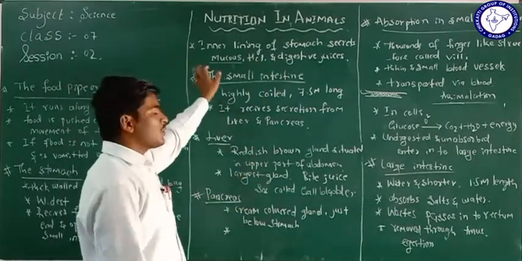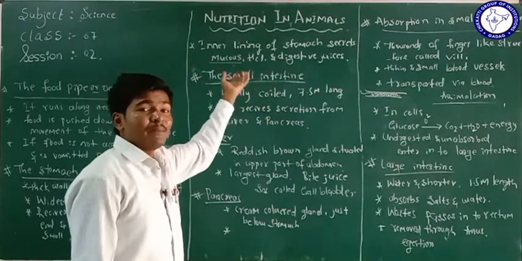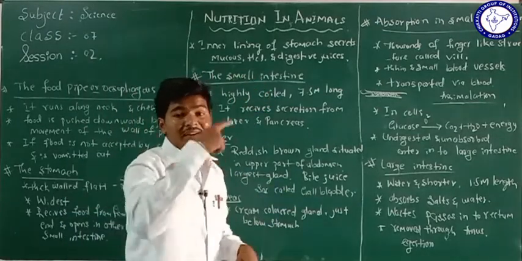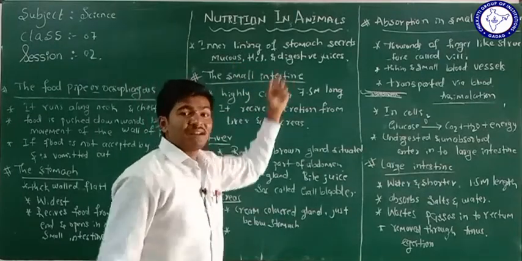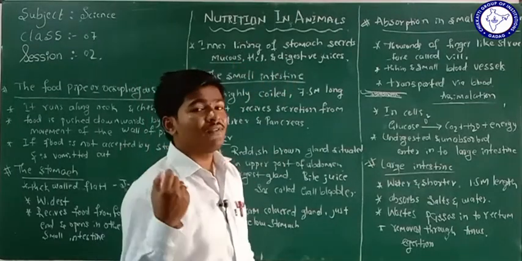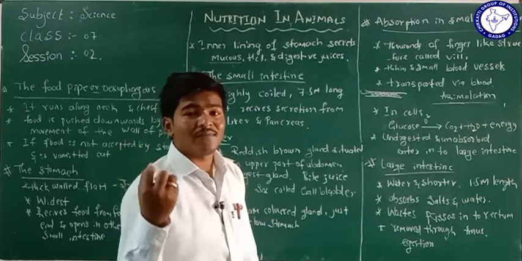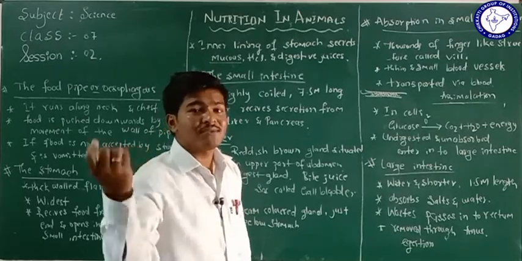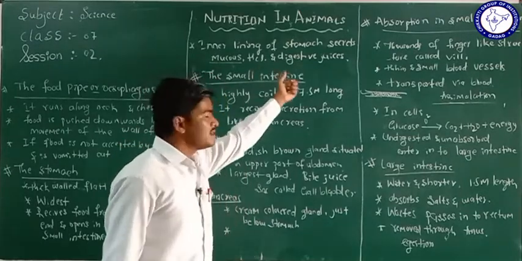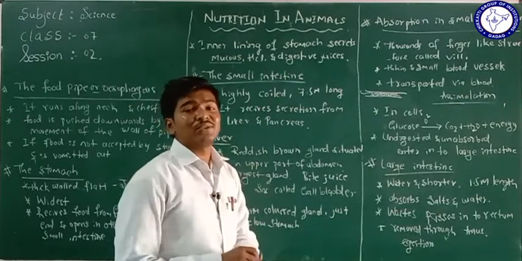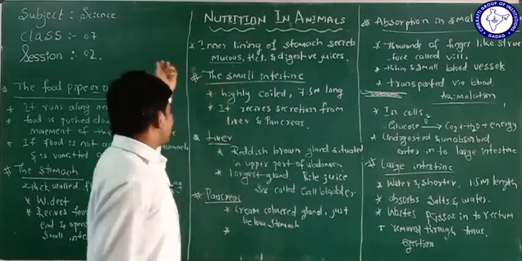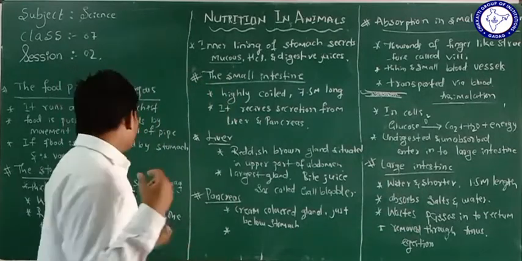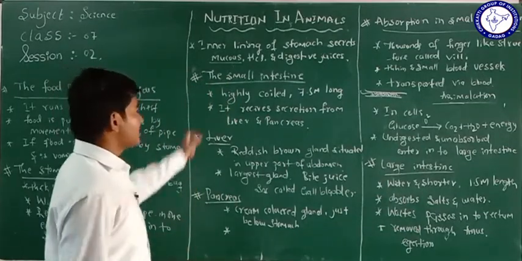So here, mucus is helpful. It protects the inner lining of the stomach, and hydrochloric acid kills the harmful bacteria or harmful particles which come with the food material, and the digestive juices are helpful to convert the proteins into simple compounds. Then the food from the stomach will enter into the small intestine.